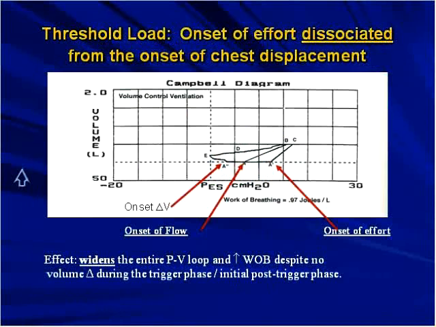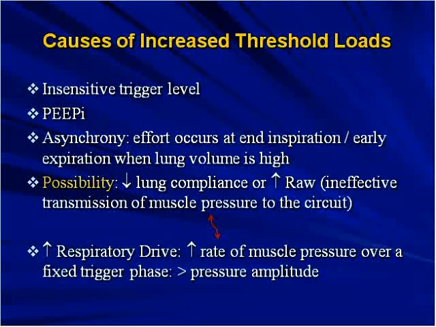There are some things we can do to alleviate that with setting the ventilator, but some of this we probably can't do anything about because it relates to actually how stiff the lungs are. Now, the causes of threshold loading, things that we can actually deal with, are an insensitive trigger level. I think most of us are very aware of that.